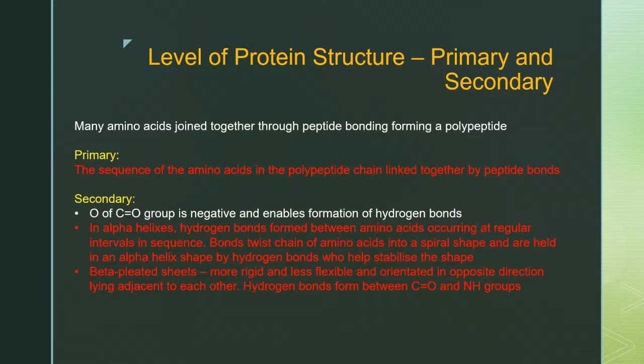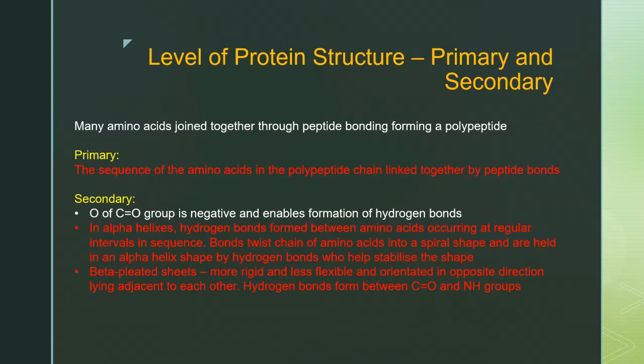Now we're going to talk about all the different levels of protein structure, starting with primary and secondary. Basically, many amino acids will start by being joined together through peptide bonding, forming a polypeptide, and that's where we get the level of protein structure. The primary structure is the sequence of amino acids in the polypeptide chain linked together with peptide bonds. The difference though is the secondary structure has the O and the CO group being negative, and this enables the formation of hydrogen bonds. So there's an extra bond there, not just the peptide.